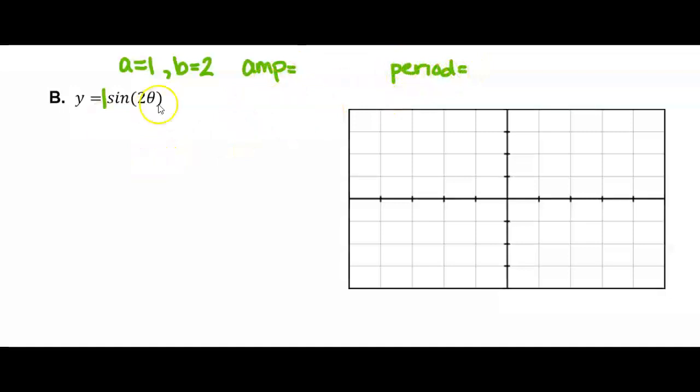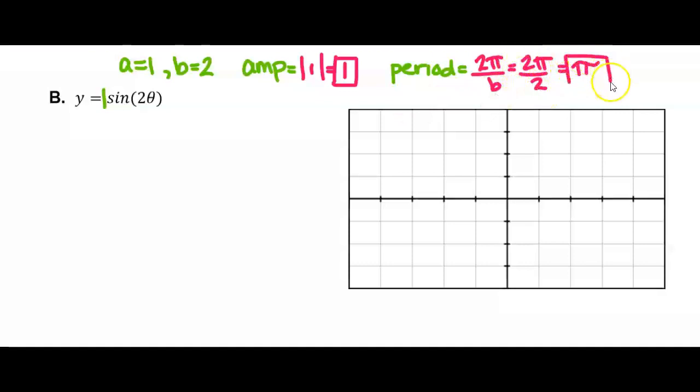All right, so for amplitude, that should be the absolute value of 1, which is 1. So we know the height of the peaks is going to be 1. And the period is 2 pi divided by b. So in our case, 2 pi divided by 2 is just pi. So I can get a full cycle in by pi, which makes sense. Our b value is 2.